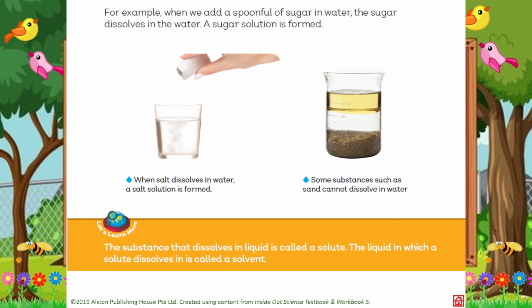Another example is when we put salt into water, the salt becomes liquid because it dissolved in water. Now we have a salt solution, okay? Whereas on the other hand, some substances such as sand cannot dissolve in water. So this is just a mixture but not a solution, okay? Because the sand did not dissolve entirely in water, okay?